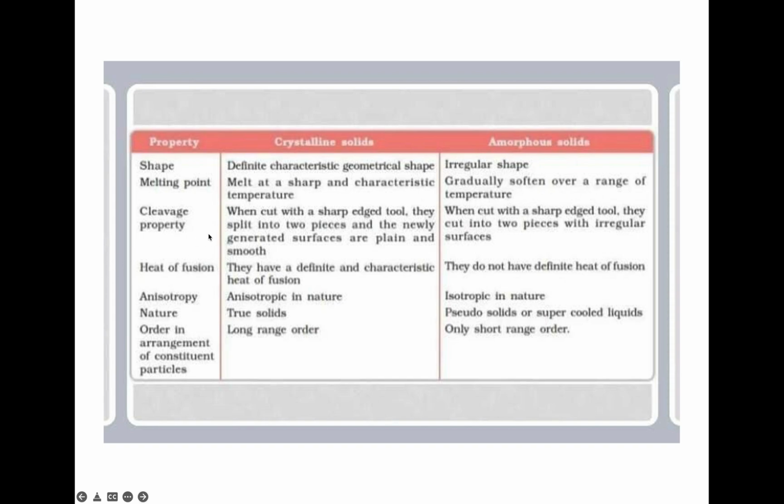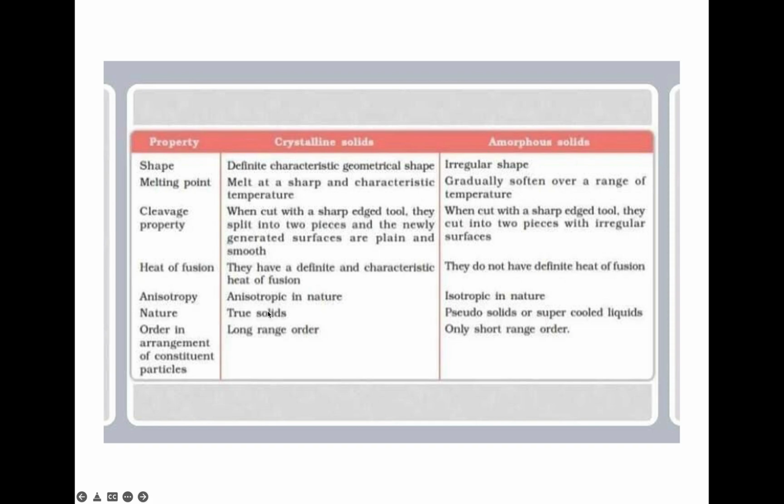of temperature. And cleavage property: if you cut a crystalline solid with a sharp edged tool, it will split into 2 pieces, and the newly formed surfaces are plain and smooth, whereas if an amorphous solid is cut into pieces, it will have an irregular surface. And heat of fusion: crystalline solids have a definite and characteristic heat of fusion. Amorphous solids do not have a definite heat of fusion. Then anisotropy: crystalline solids are anisotropic in nature, whereas amorphous solids are isotropic in nature.